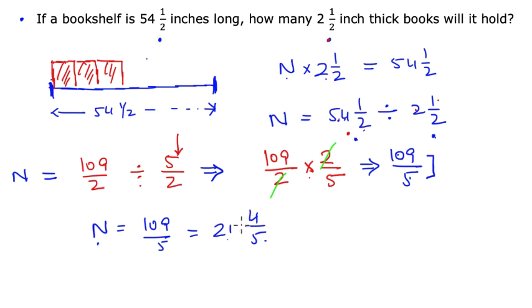But here is a problem. We know that 21 is a whole number and 4/5 is a fraction.